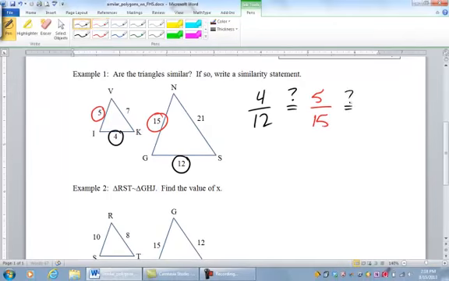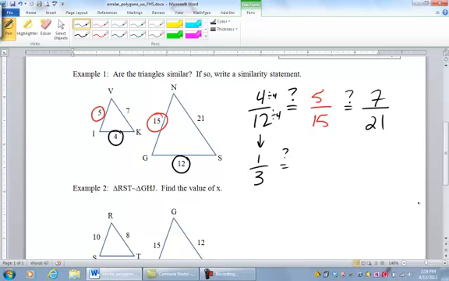And is that equal to the biggest side ratio? The biggest side over the only one that's left is 7, and this one is 21. Let's reduce all three of those fractions and see if they're all three the same number. So 4 over 12, I can divide top and bottom by 4. That's going to give me 1 over 3.